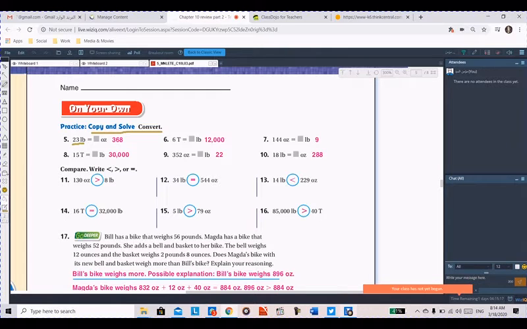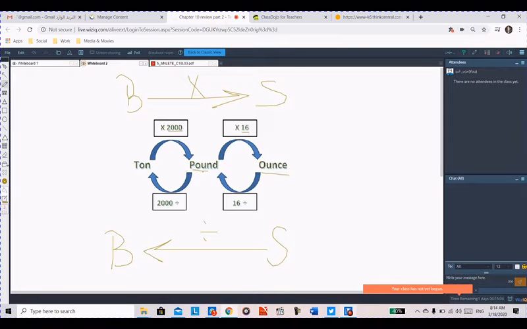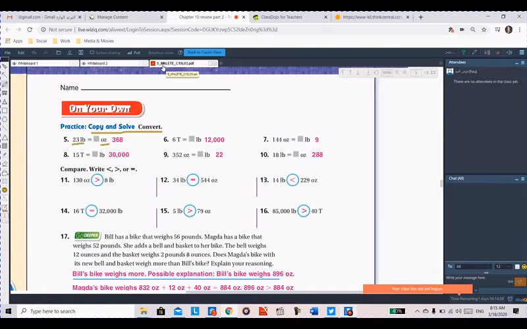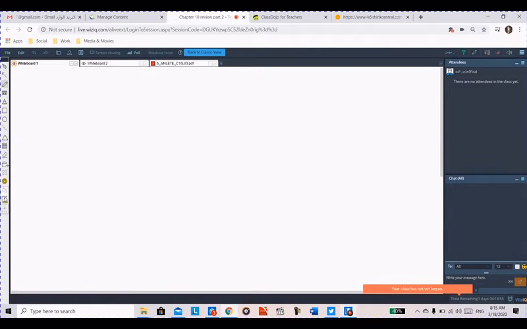We have 23 pounds equal how many ounces? So we are converting here from big to small. So we're going to multiply by 16 because a pound equals 16 ounces. So let's multiply by 16. We have here 23 multiplied by 16. Okay, let's multiply it here in our draft.